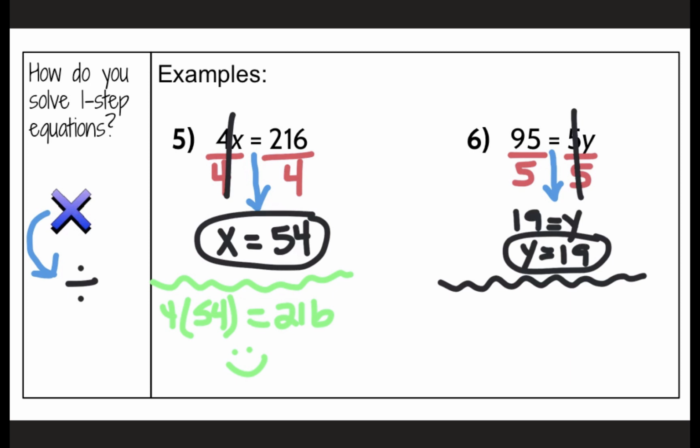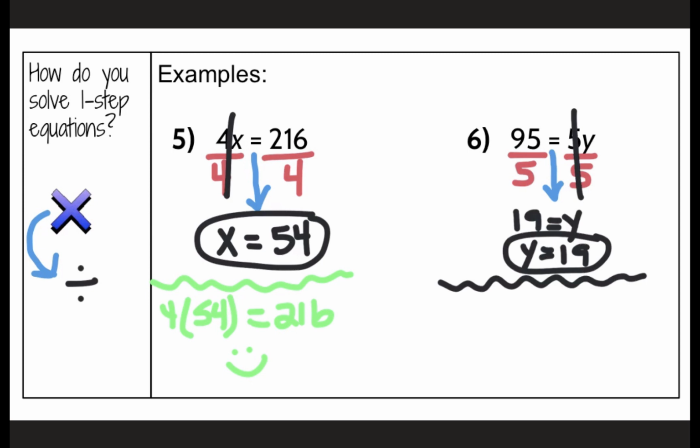When I solved this one-step multiplication equation, I used division. I divided by 5 because 5 was attached to my variable. When I divided 95 by 5, I knew it was going to be divisible by 5 because 95 ends with a 5. I got 19. Let's check to make sure we solved that correctly.